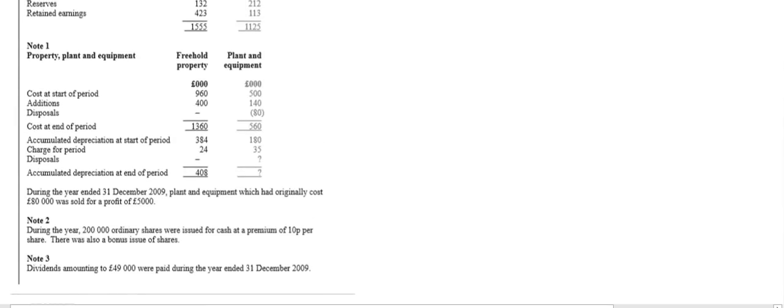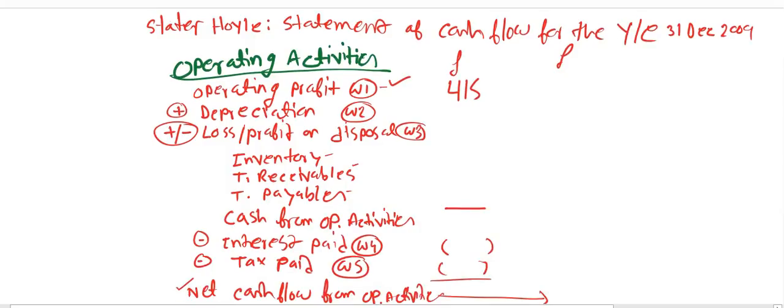Okay, as we got our first working, 415 operating profit, we'll look for the depreciation now and look at the information. They straight away gave us. There is no need of calculation. They said charge for the year. If it is a charge, that's it. You add up this two information. Your depreciation is 24 plus 35 is 59. We'll take this information into our cash flow statement. 59, it's a non-cash expense, it's being added.